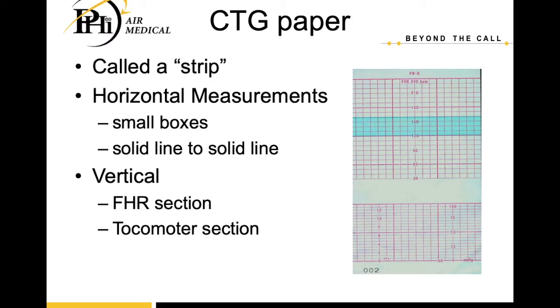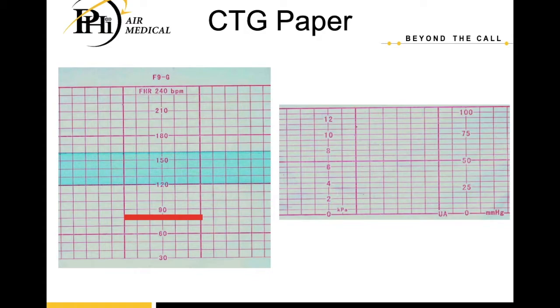And now looking at the bottom of the paper, the tocometer section of it, we can see that the tocometer goes from 0 up to 100 millimeters of mercury of force, of pressure, that is exhibited on the tocometer probe. And so if you're going from left to right, you still have that same exact measurement, so 10 seconds for every light line, and from solid line to solid line is 1 minute. And then if we go vertically, every small box is 5 millimeters of mercury of force. Looking at a closer look, just super important to remember that solid line to solid line is 1 minute.